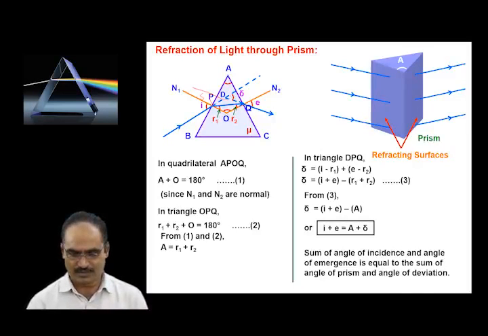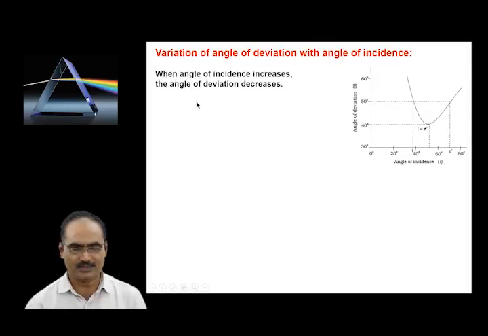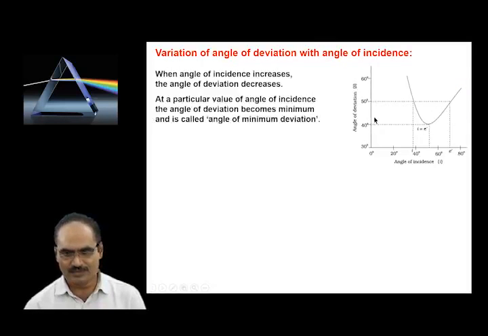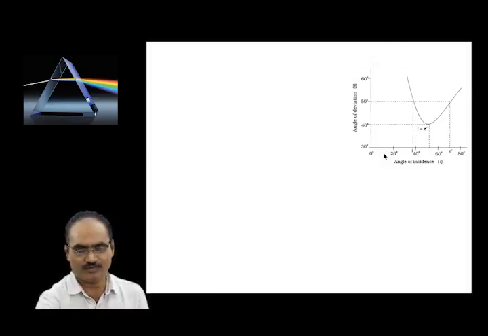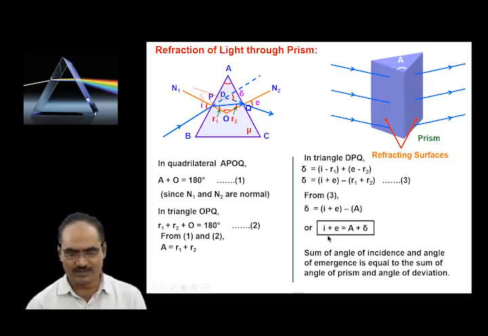And if you see here, we note that for a particular angle of deviation, there will be two different angles of incidence. If you are incident at this angle, emergence will be this much. If you are incident at this angle, emergence will be this much. So they are interchangeable, and even from this equation we can note it. If I and E are interchanged, then A will be constant and delta will be the same, right?